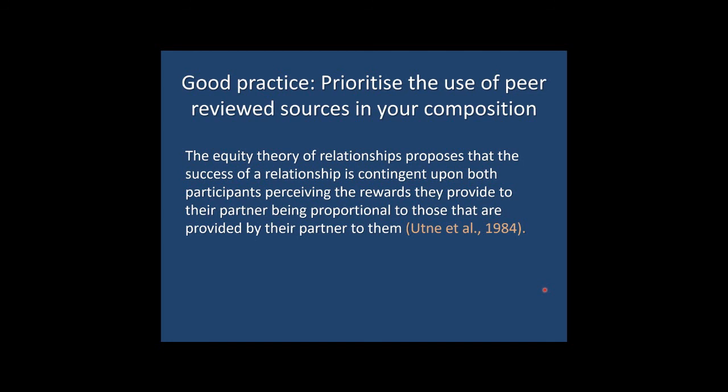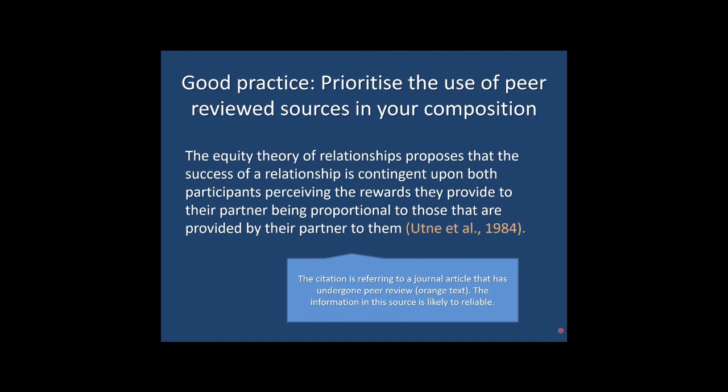So let's consider what might be done to improve the previous example of text. The first thing you might notice about this revised piece of text is that the author is now referring to the theory by the correct name, i.e. equity theory, rather than social exchange theory. And if you look at the text that's in orange font, you might get a clue as to why that is. You can see that now the author isn't referring to a website source. They're actually referring to a journal article.